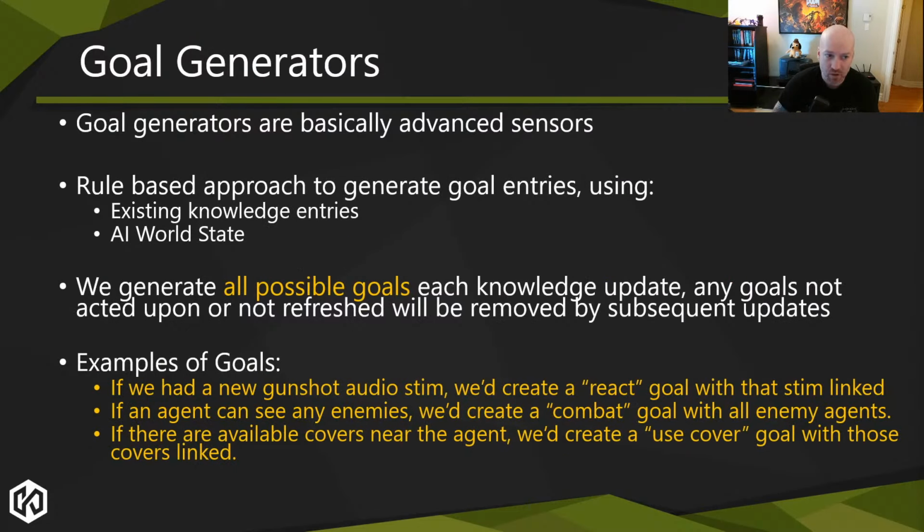The things that create goals are fundamentally just advanced sensors. We separated them because we needed to make a distinction between sensors and goal generators in terms of architecture. Fundamentally, again, it's a rule-based approach to generate entries, and they use what the agent knows about the world, as well as whatever is in the AI world state. So it's combining personal knowledge as well as world state knowledge and then inferring goals from that.